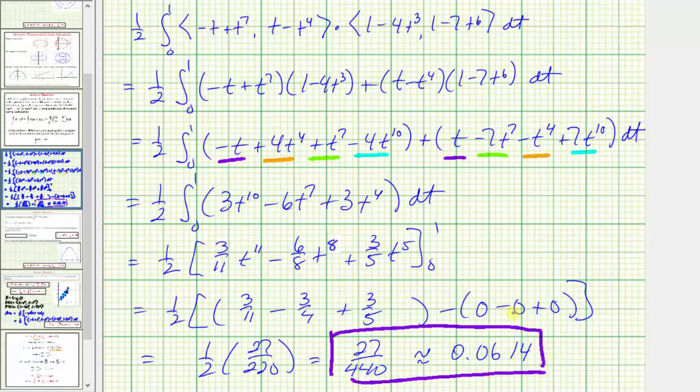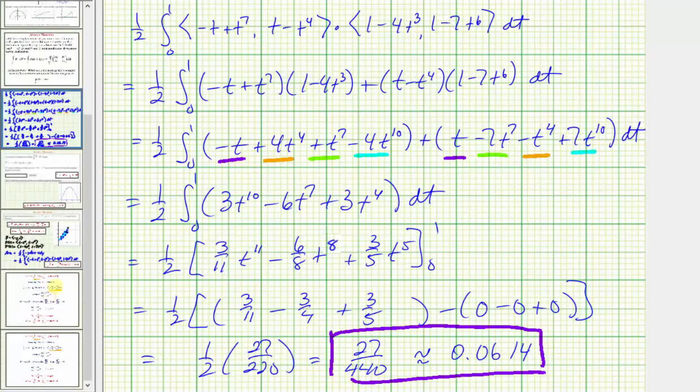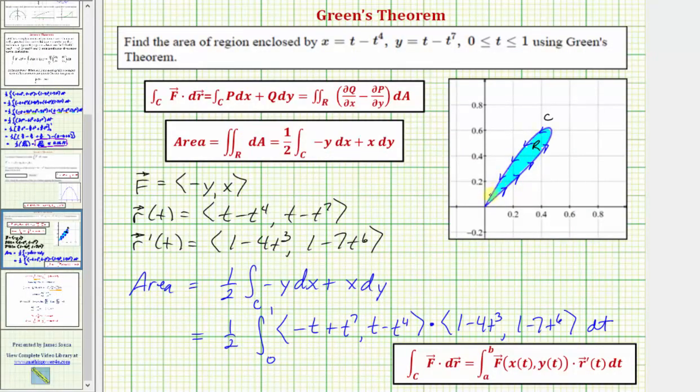So going back to our graph just for a moment, we just found the area of the region R, or the area bounded by the curve C. I hope you found this helpful.